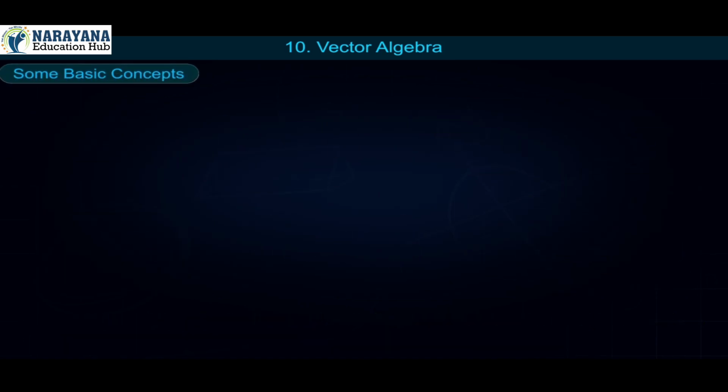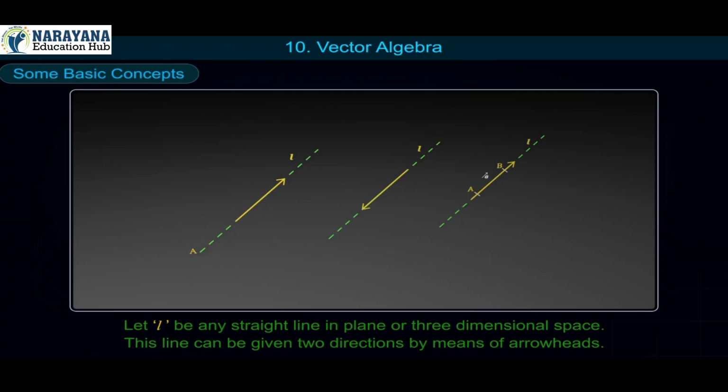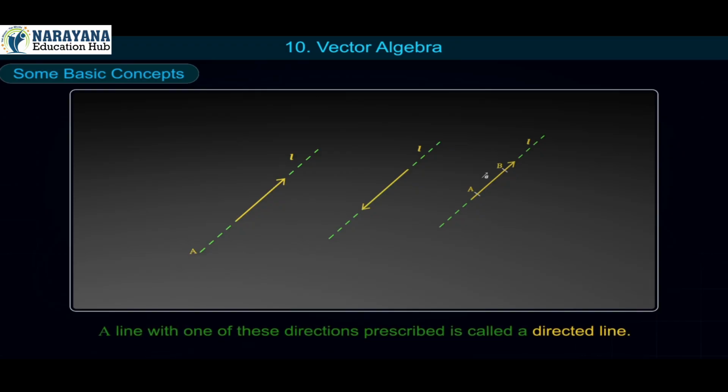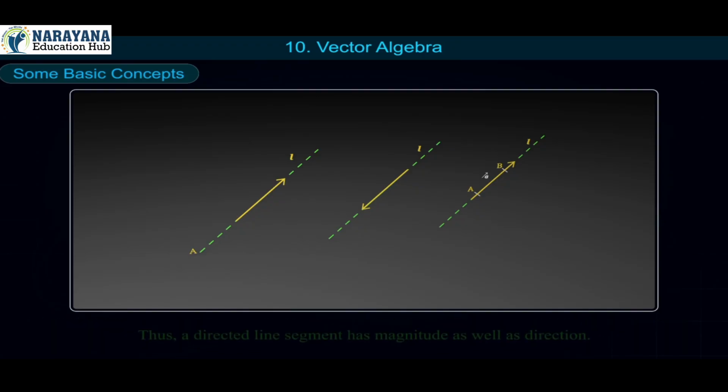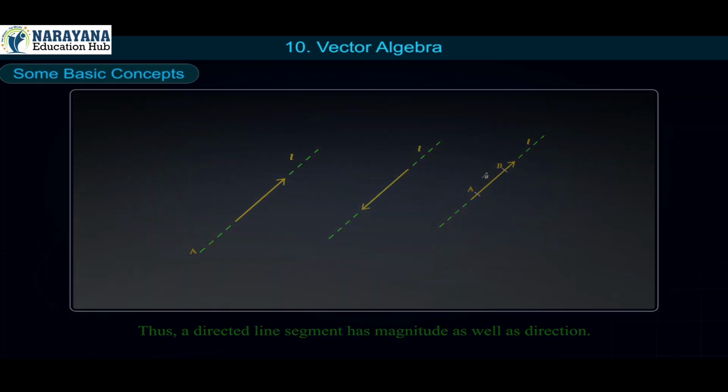Some basic concepts. Let L be any straight line in plane or three-dimensional space. This line can be given two directions by means of arrowheads. A line with one of these directions prescribed is called a directed line. Now observe that if we restrict the line L to the line segment AB, then a magnitude is prescribed on the line L with one of the two directions, so that we obtain a directed line segment. Thus, a directed line segment has magnitude as well as direction.